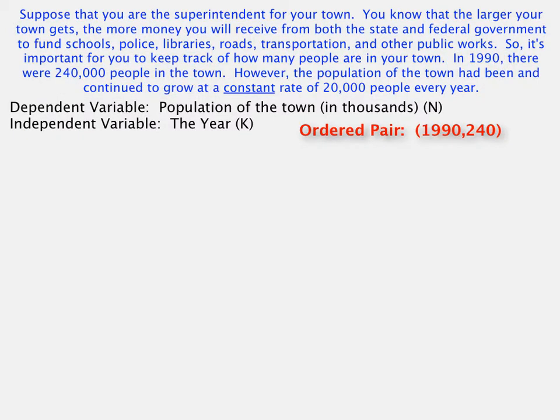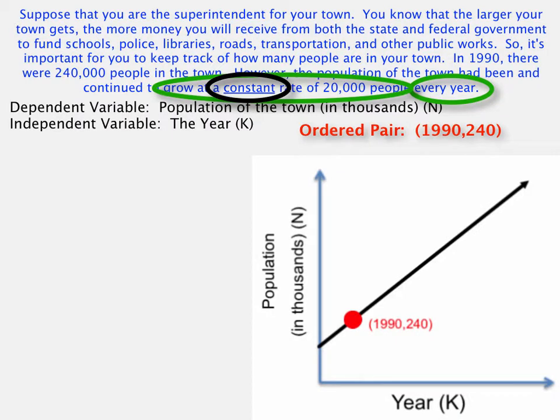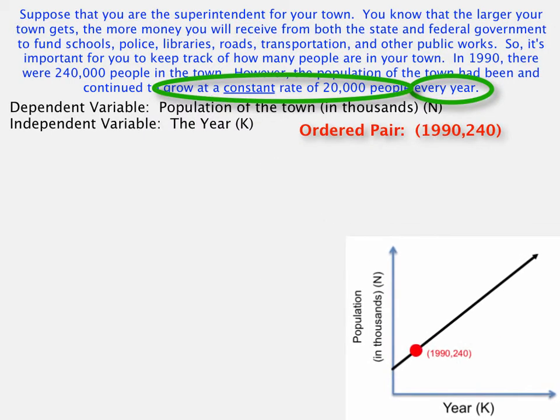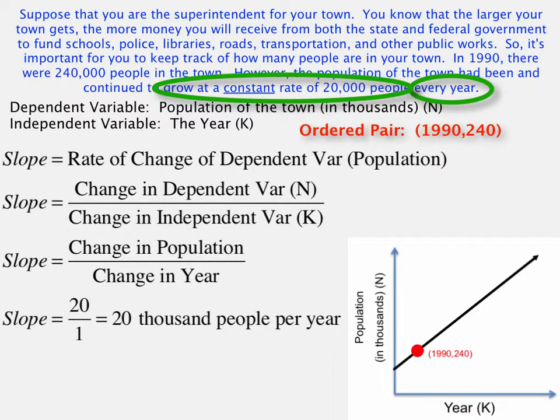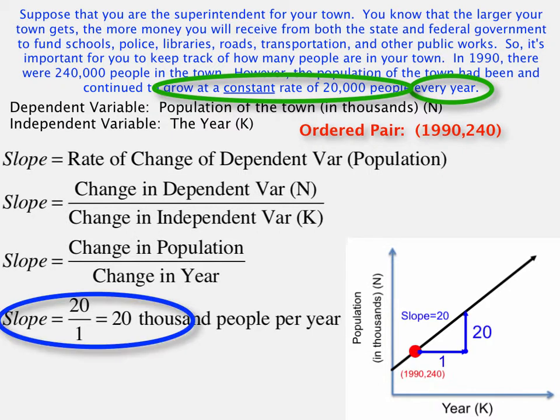Now note that we also have a rate of change for this population: every single year that goes by, the population grows by 20,000 people. And note that the population of this town is growing at a constant rate. The rate of change never ever changes. So if you were to graph this population, it would actually be a line. That's why we're going to model it using a linear equation. So my claim is that 20,000 people every year represents the change in our population over the change in years. That's our slope. In this case, we would say our slope is 20, because of course we're working in thousands.